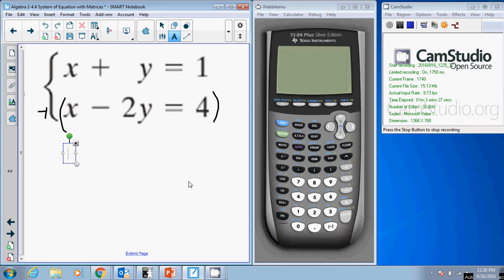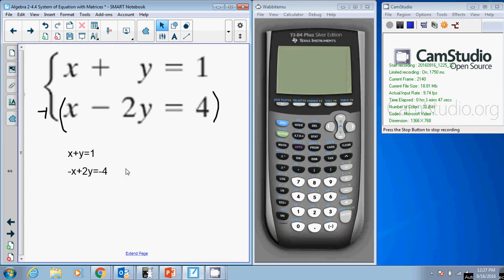So our first equation does not change. So I have x plus y equals 1. And then once I multiply the second equation by -1, I get -x plus 2y equals -4.